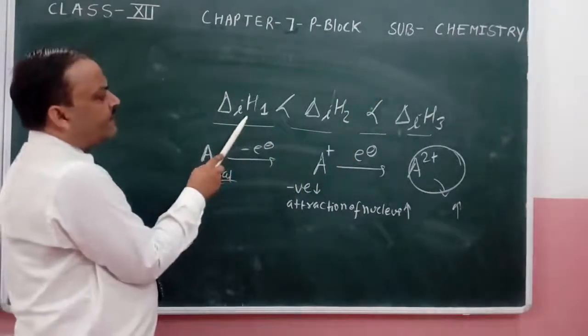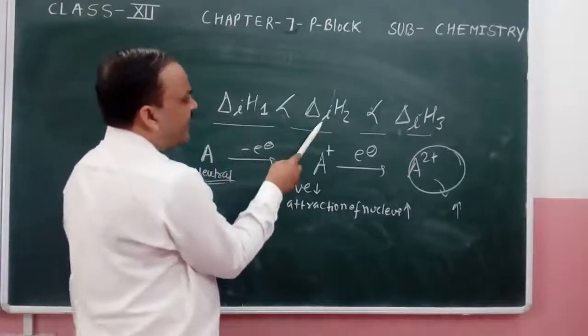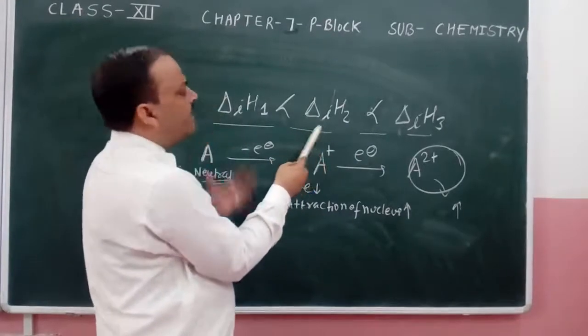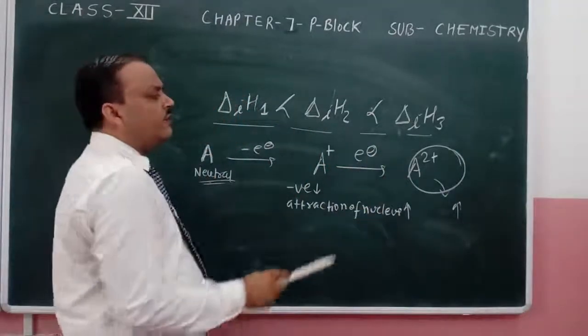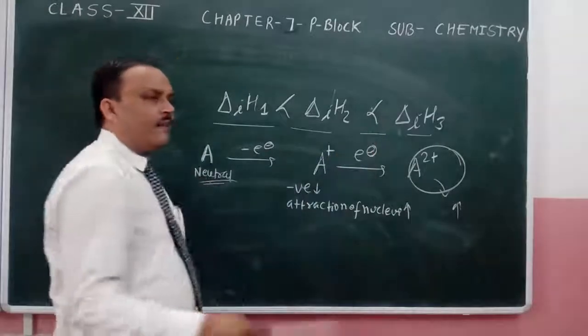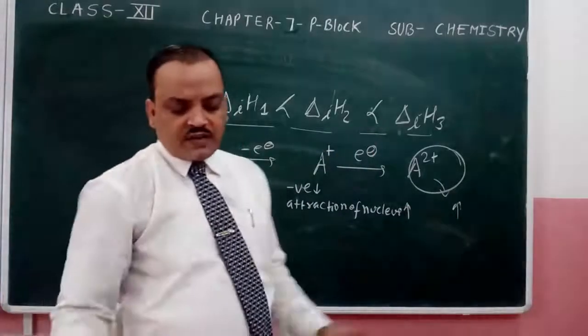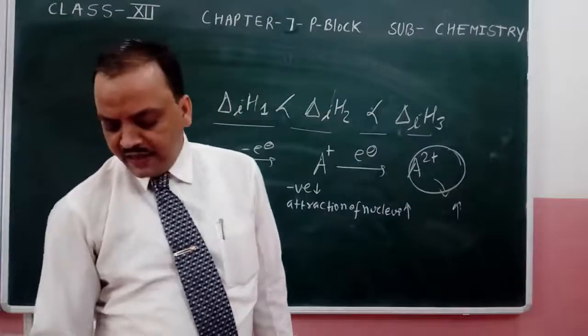That is why the value of these successive ionization enthalpies is in this order. If we are removing the first electron, you require less energy. If you are removing the second electron, you require more energy in comparison to the first. And if you are removing the third electron, you require more energy in comparison to the second. So that is known as successive ionization enthalpy.